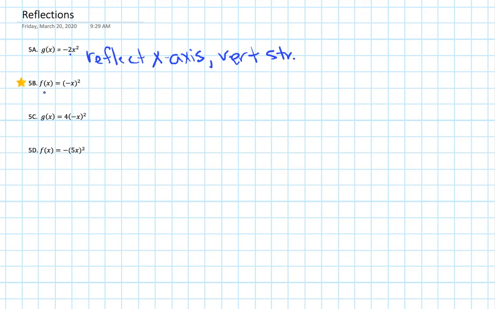Now let's take a look at 5b. Now as I said, that negative inside the parentheses just indicates that it's going to be reflected across the y-axis. That's the only transformation being done to this one. So I want you to think about this.